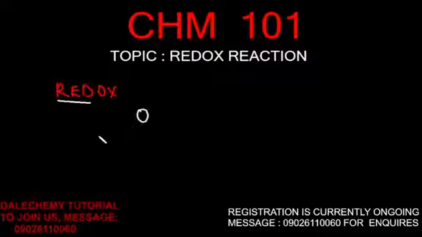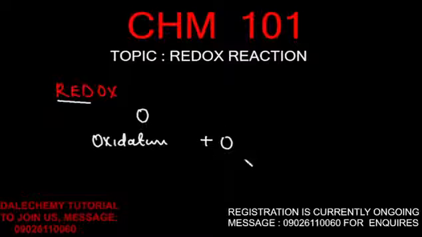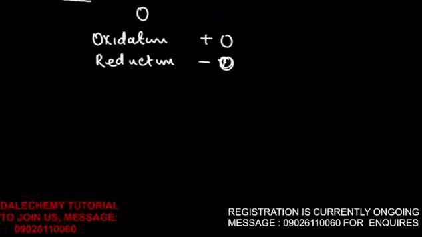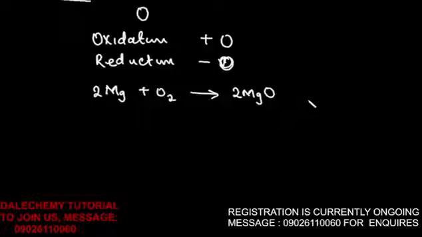Oxidation in terms of oxygen is the addition of oxygen to a species, while reduction is the removal of oxygen. Now we can also define oxidation in terms of hydrogen. In terms of oxygen, it means that reactions like Mg plus O2 to give 2MgO is an oxidation reaction because it involves the addition of oxygen.